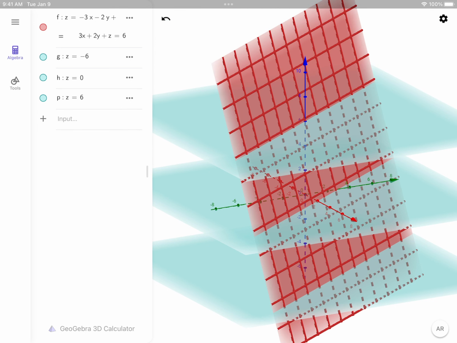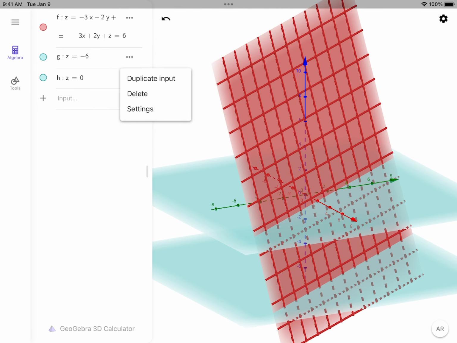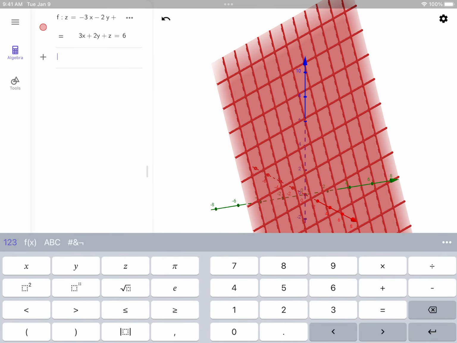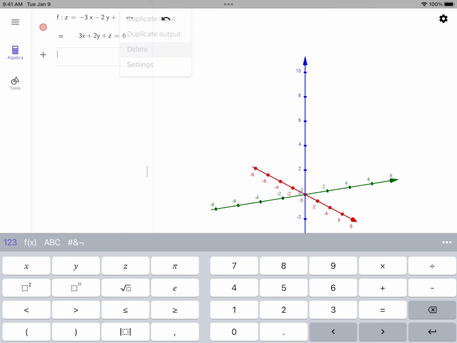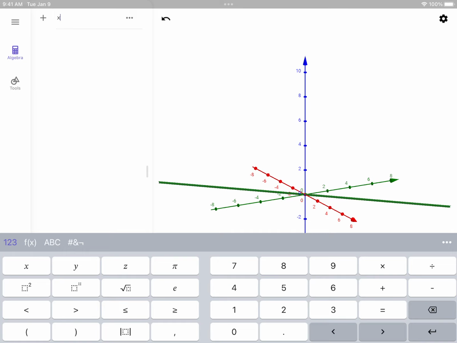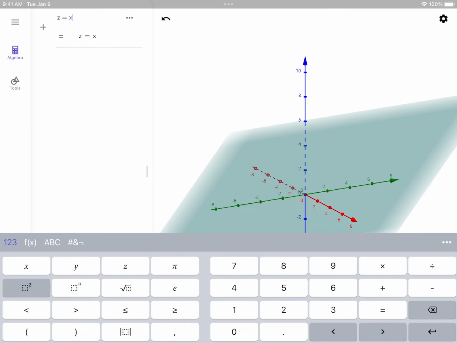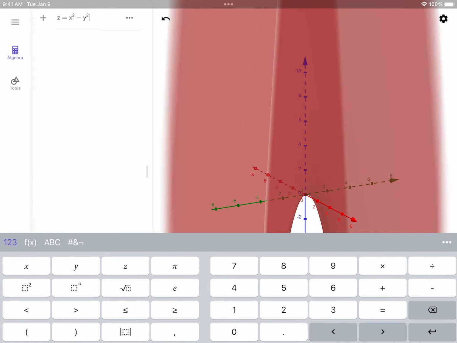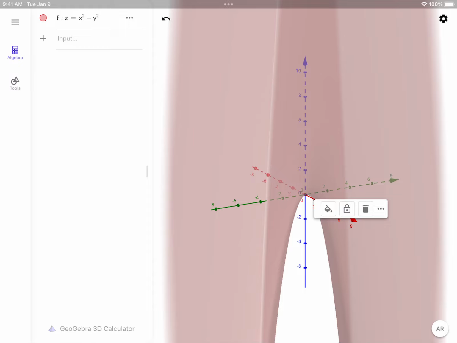Let me delete all of this. Let's delete this too. Oops, I didn't want to do that. I wanted to delete it. Okay. So we have z equals x squared minus y squared. All right, so this is our picture.